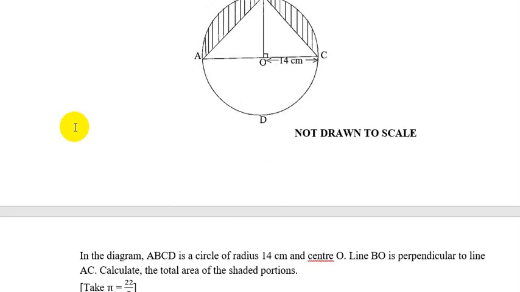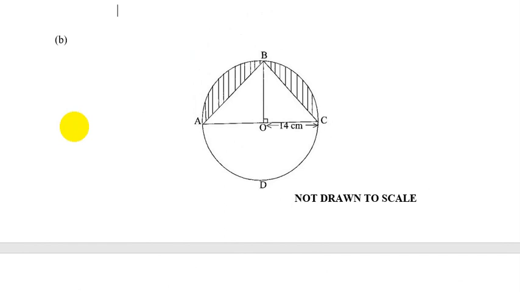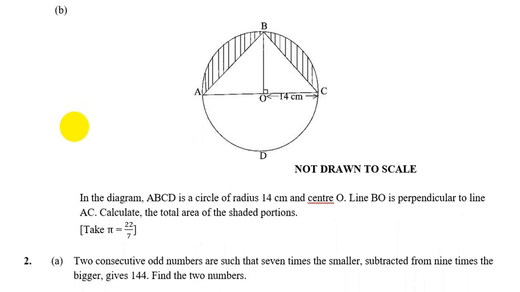Now let's go to the B. Now we have a very beautiful diagram here, and there are some questions under it. Let me move it down so that we can have it on a fresh page. Okay, so we have this diagram here, and the question to the diagram says: in the diagram, ABCD is a circle of radius 14 centimeters and center O. Line BO is perpendicular to the line AC. Calculate the total area of the shaded portion.